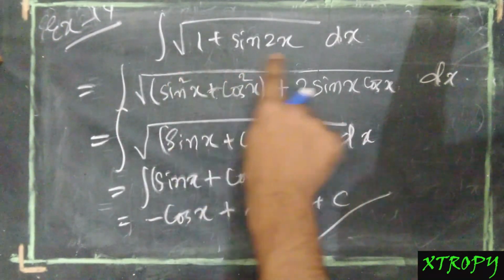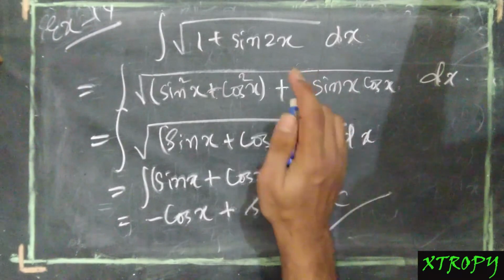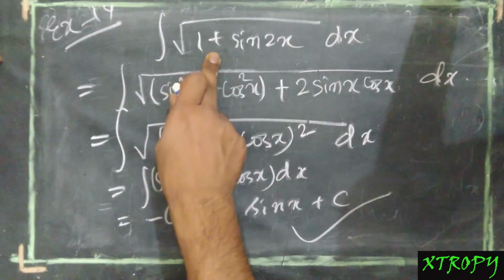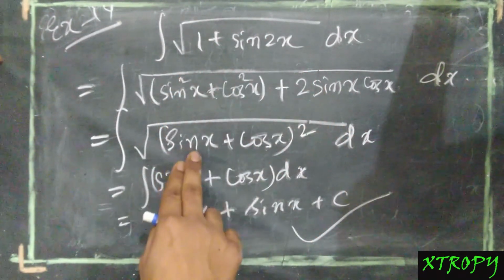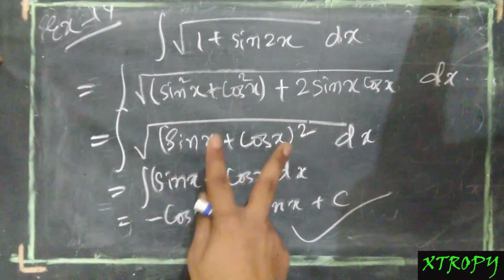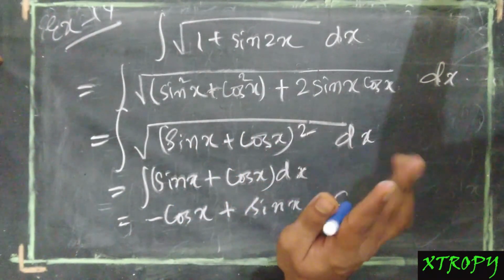So this is another type of illustration. This is an important one. You can also get over here 1 minus sin 2x, then you have to convert this to sin x minus cos x or cos x minus sin x as per the domain given.